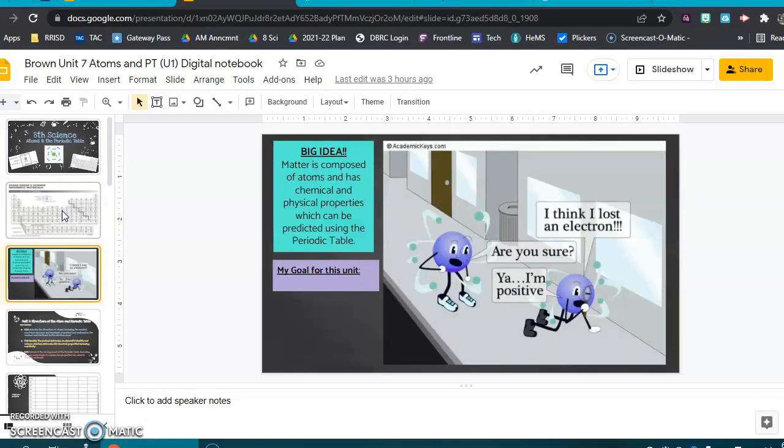There's a big idea: matter is composed of atoms and has chemical and physical properties which can be predicted using the chart. And then I'm going to ask you to write your goal here, so you're going to take a minute to do that.